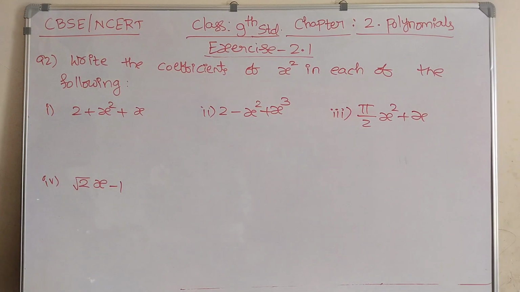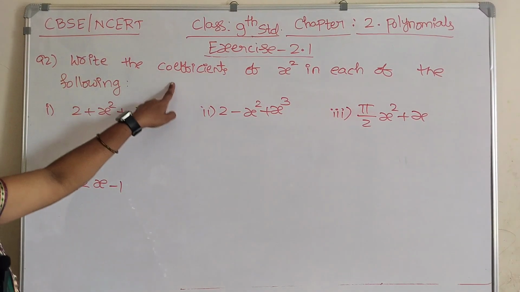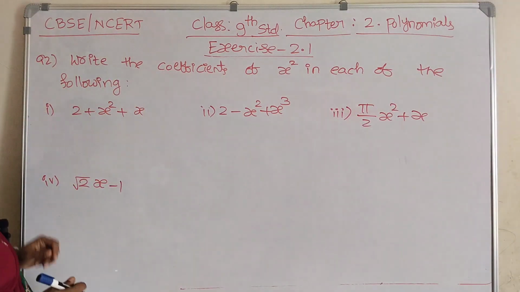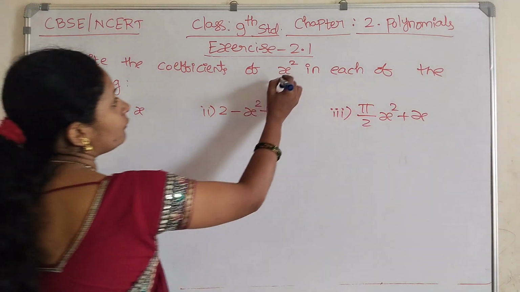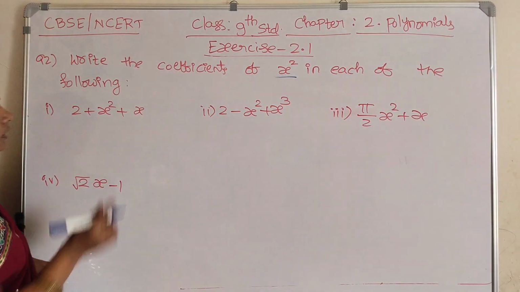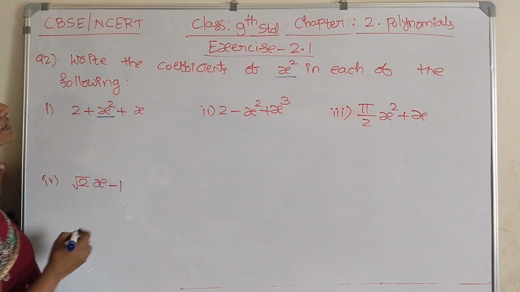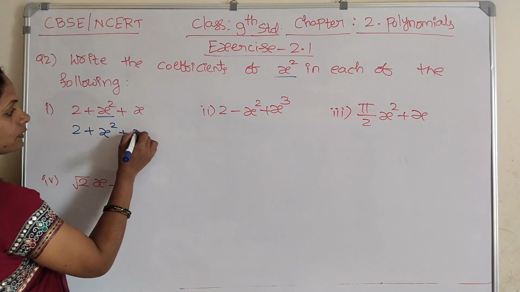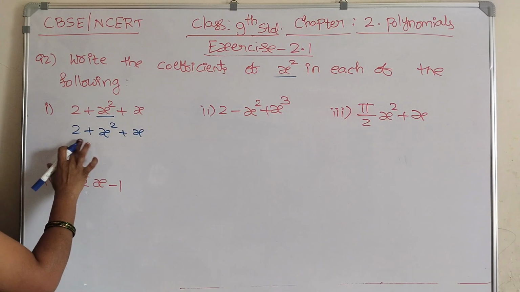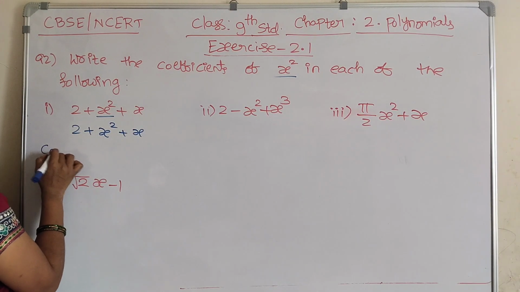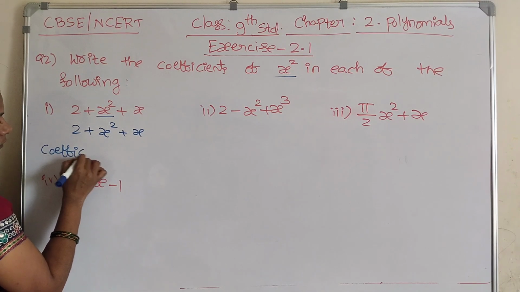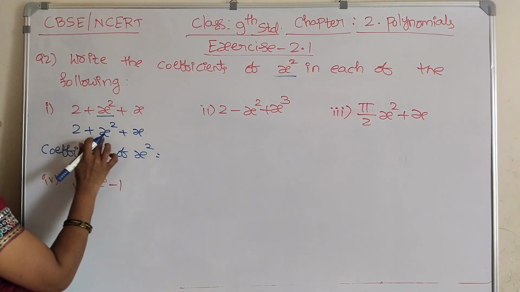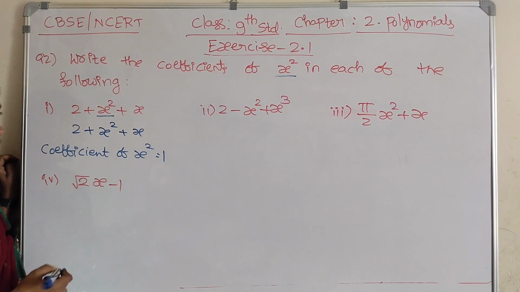Question number 2. Write the coefficients of x square in each of the following. We have to write the coefficient of x square. Here is the x square, given that 2 plus x square plus x. This is given to us. We have to write the coefficient of x square. If nothing is there, it means 1.